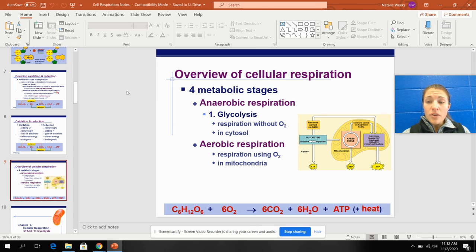The process that we are going to look at way more in depth is aerobic respiration. This is respiration using oxygen. This process goes from the cytoplasm, or the cytosol, into the mitochondria. This is where we get the most ATP bang for our buck using aerobic respiration.